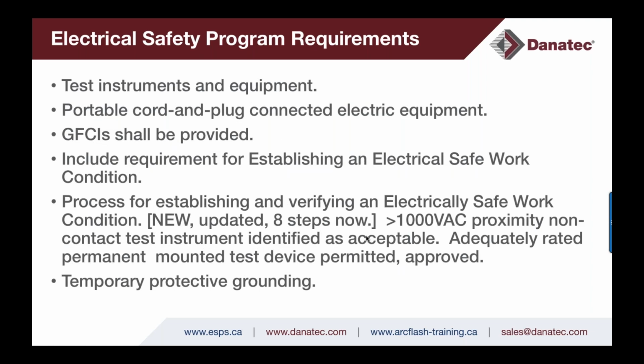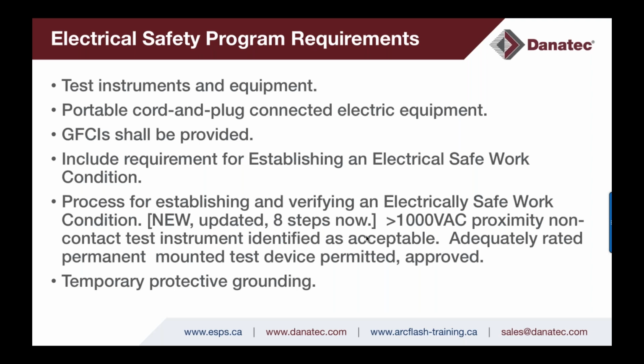So the electrical safety program has to address test instruments and equipment. Again, what it is, approvals. Again, that should be identified in your program. Your electrical safety program should address portable cord and plug connected electrical equipment for electrical workers and non-electrical workers. But here again, the majority of the users, or the volume of users there, is non-electrical workers. Ground fault circuit interrupters shall be provided. In the US, you can use an assured equipment grounding conductor program. It's allowed by OSHA, but I don't recommend it. GFCI shall be the preferred method.